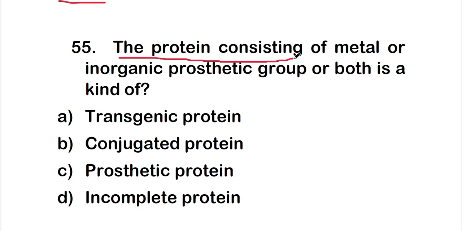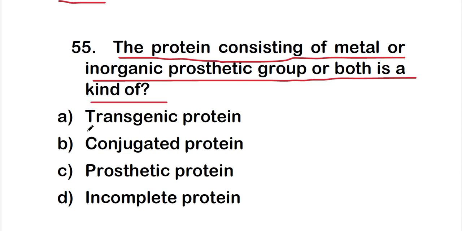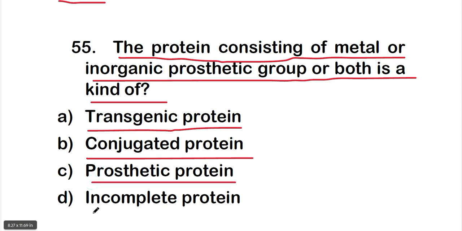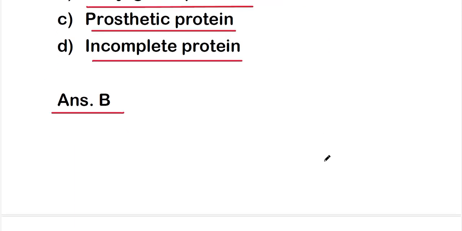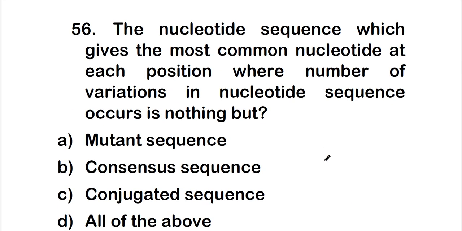The protein consisting of metal or inorganic prosthetic group or both is a kind of what: option A, transgenic protein; option B, conjugated protein; option C, prosthetic protein; option D, incomplete protein. The right one is option B, that is conjugated protein. So what is conjugated protein? A protein consisting of metal or inorganic prosthetic group or both is a kind of conjugated protein. So let's move on to question number 56.